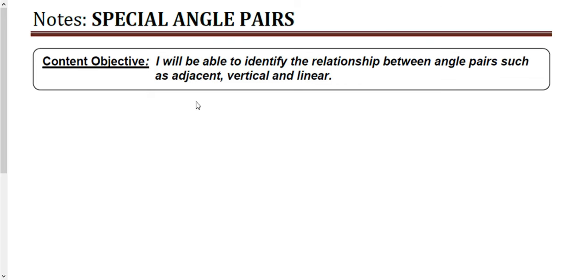Here we have lesson 5, special angled pairs. We'll see a bunch of different things in here. I'll be able to identify the relationship between angled pairs such as adjacent, vertical, linear. We'll see some other terms in here described. Let's take a peek.